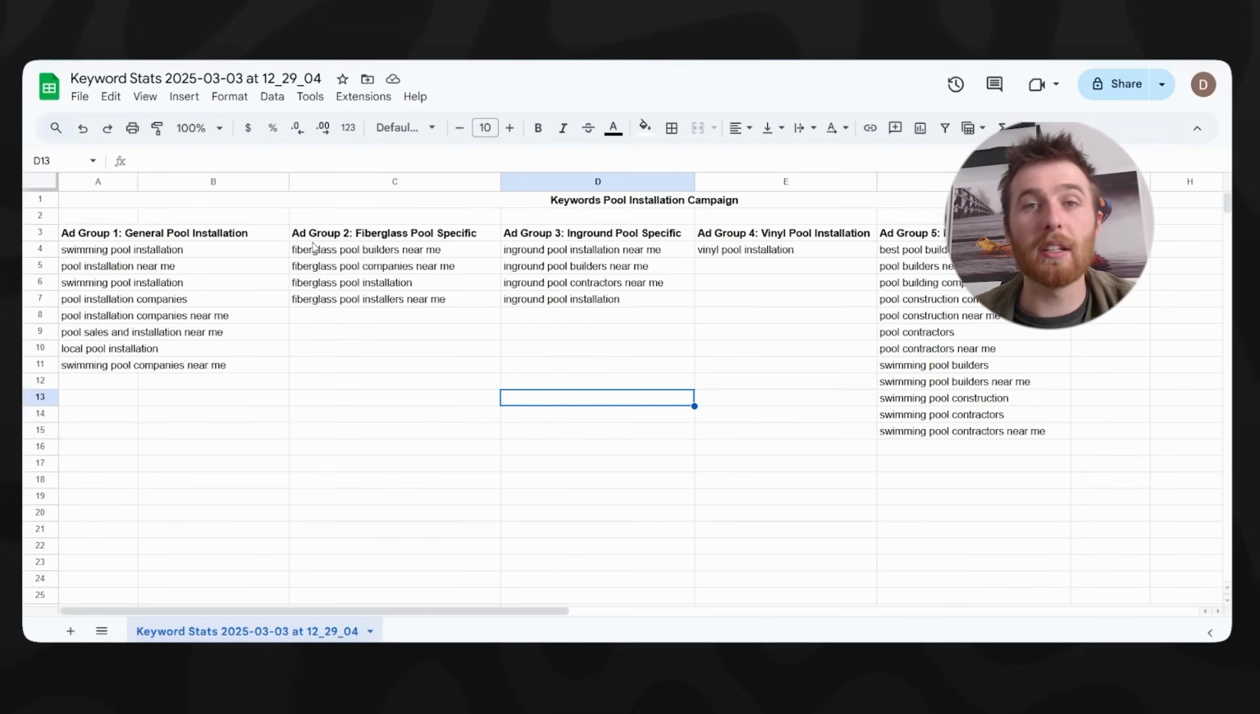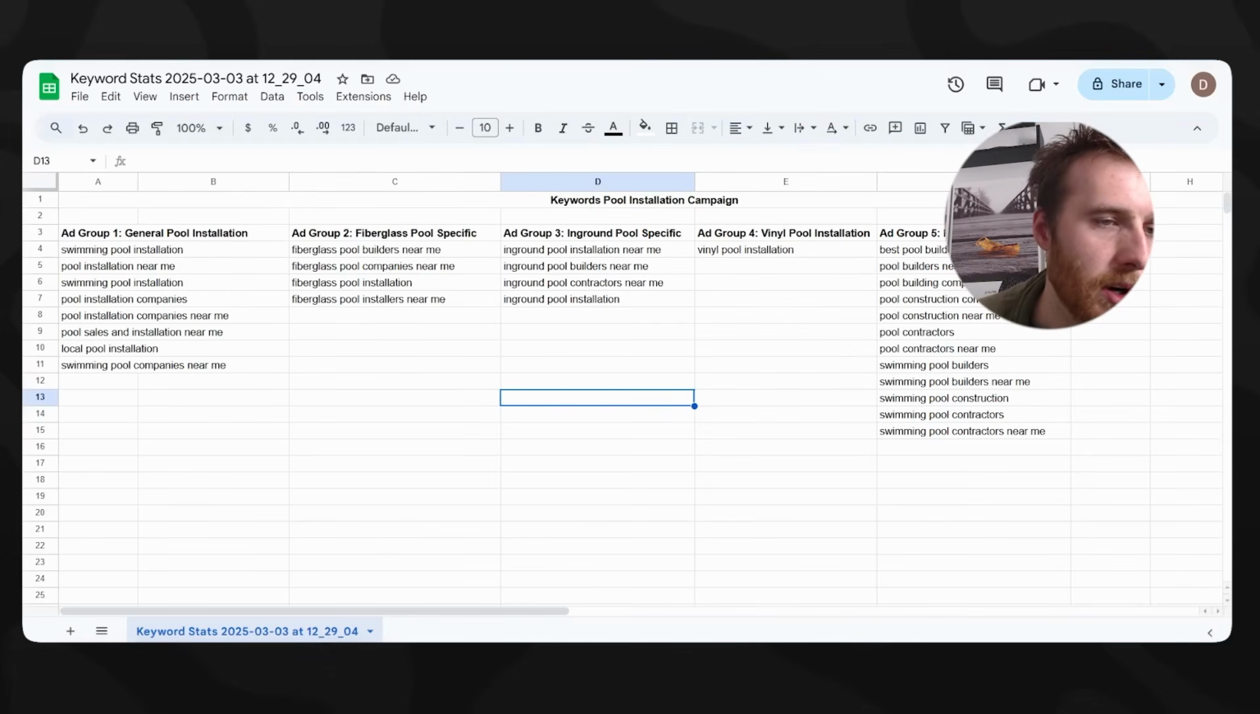Fiberglass pools are clearly different from in-ground pool installation. Someone might be looking for in-ground pool installation, but not vinyl. You see what I'm saying here? The intent is clearly different here, and we have to show for that. That being said, what we're going to do from here is build out ad copy.